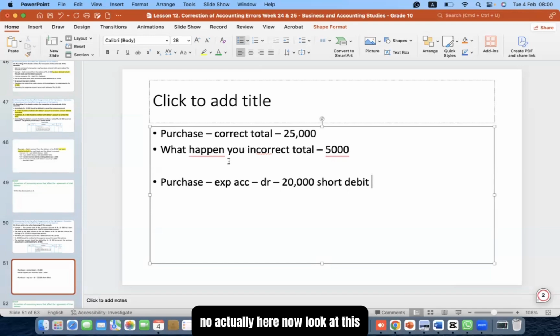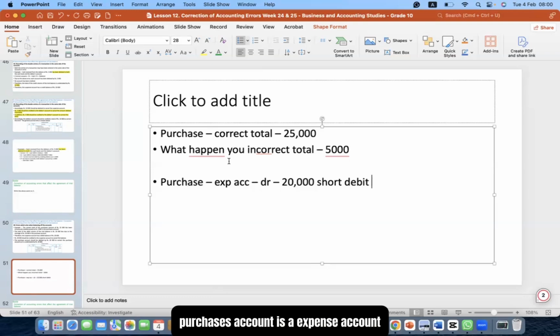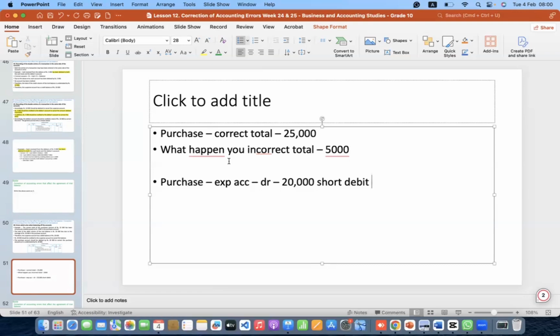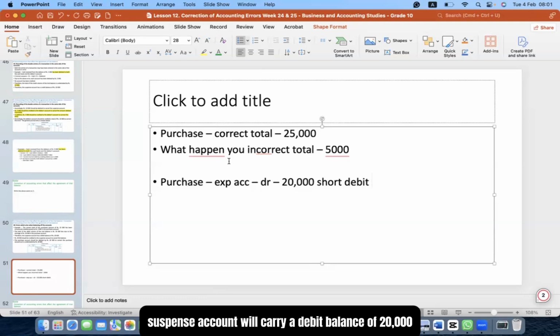No, actually, look at this now. Purchases account is an expense account. The correct value is 25,000. Now what has happened is you have recorded 5,000. So your debit side is 20,000 short. Now you have to create the suspense account to cover up that shortage, no? So the suspense account will carry a debit balance of 20,000.